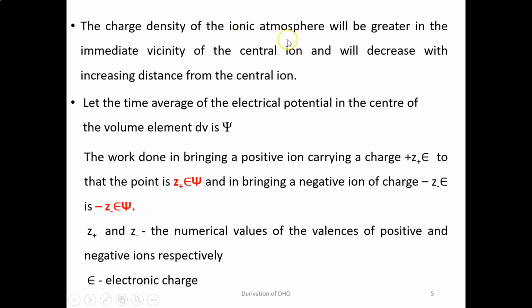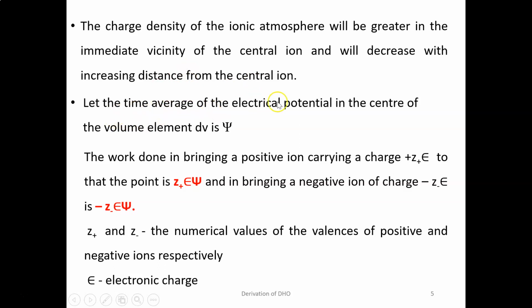The charge density of the ionic atmosphere will be greater in the immediate vicinity of the central ion and will decrease with increasing distance from the central ion. This is obvious because it is following Coulombic law. So at the immediate vicinity of the positive ion, there will be more charge density for the ionic atmosphere. As you move further, as you increase the distance from that positive ion or the central ion, the charge density will be decreasing.